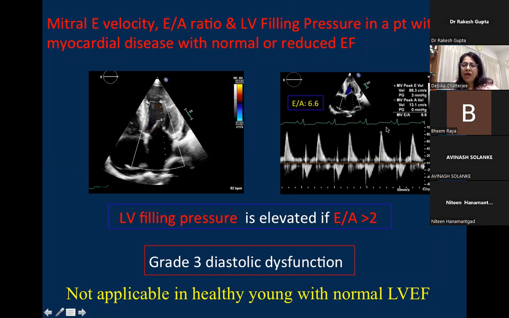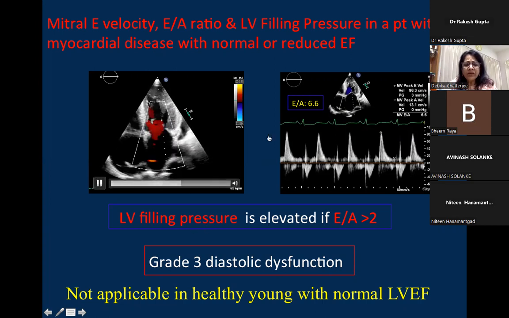So quickly it decelerates, and the A wave is very small because though the LA pressure is high, it is unable to push the blood into the non-compliant LV. So we are getting a very high value of EA ratio, and this we call grade 3 diastolic dysfunction. As I have said, this is not applicable in a healthy individual with normal LV, normal ejection fraction.